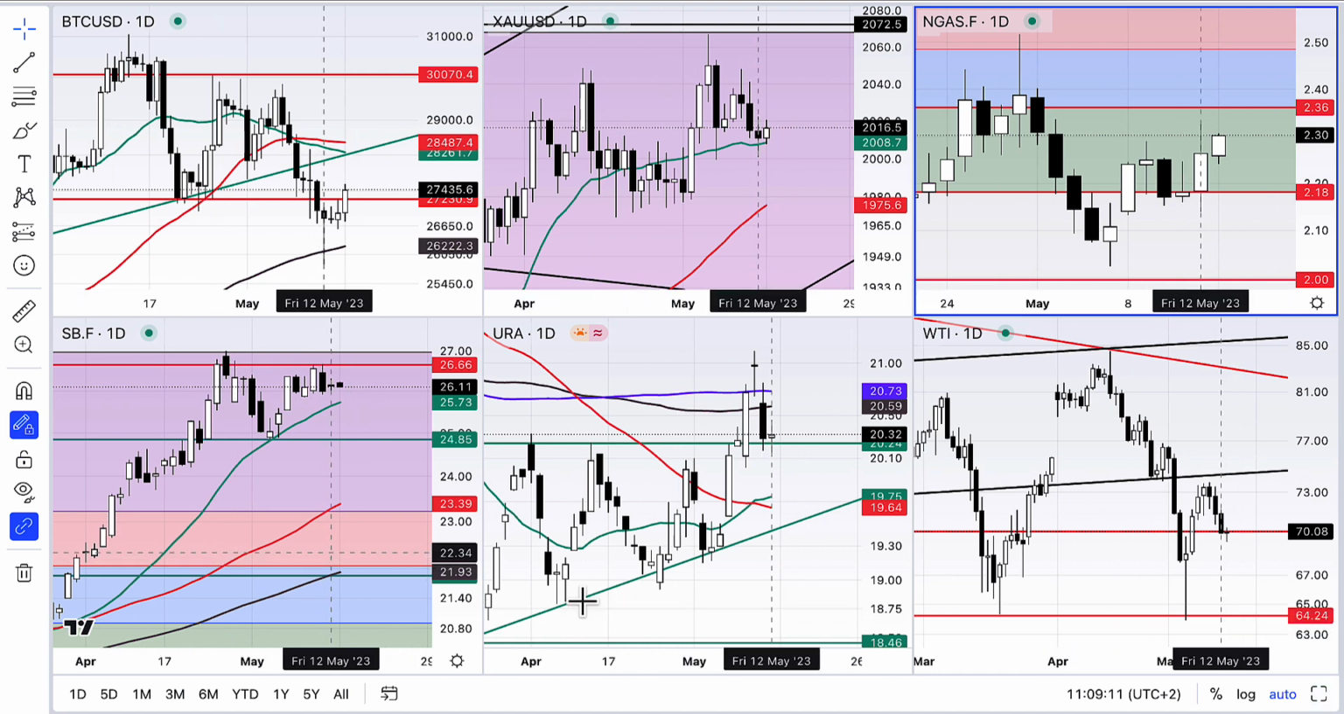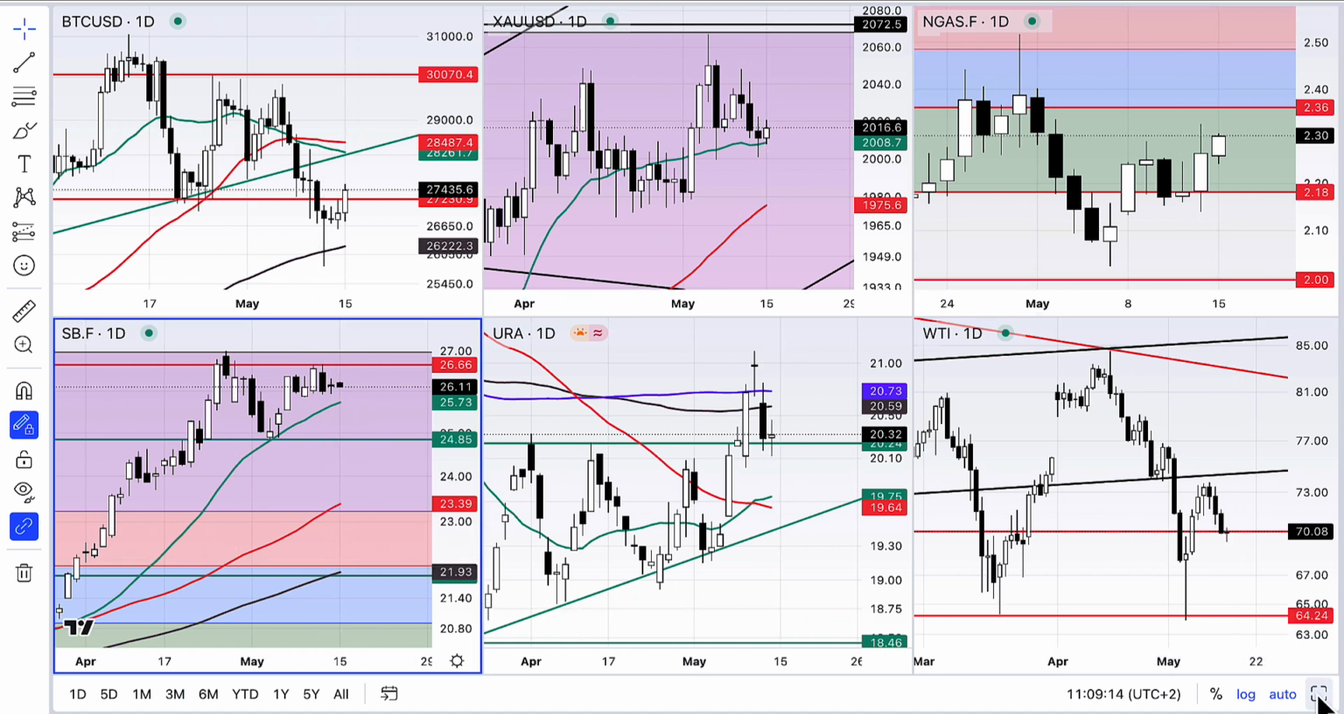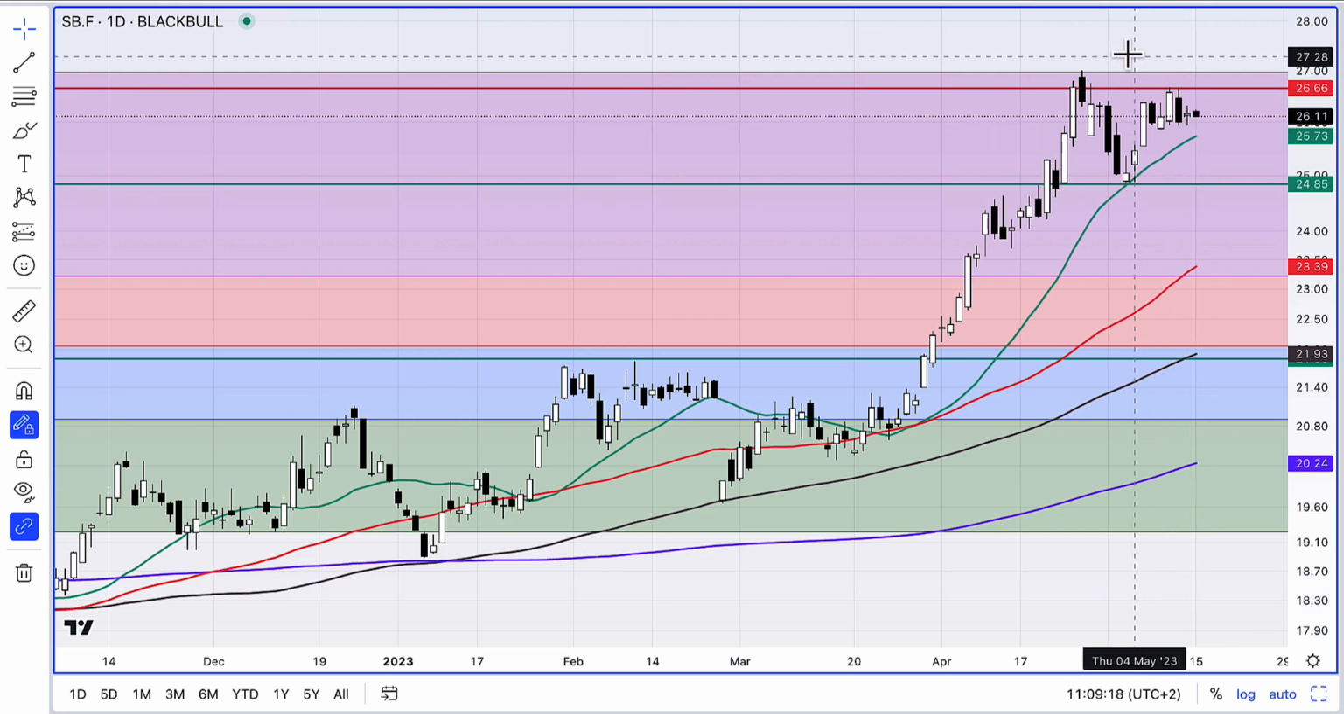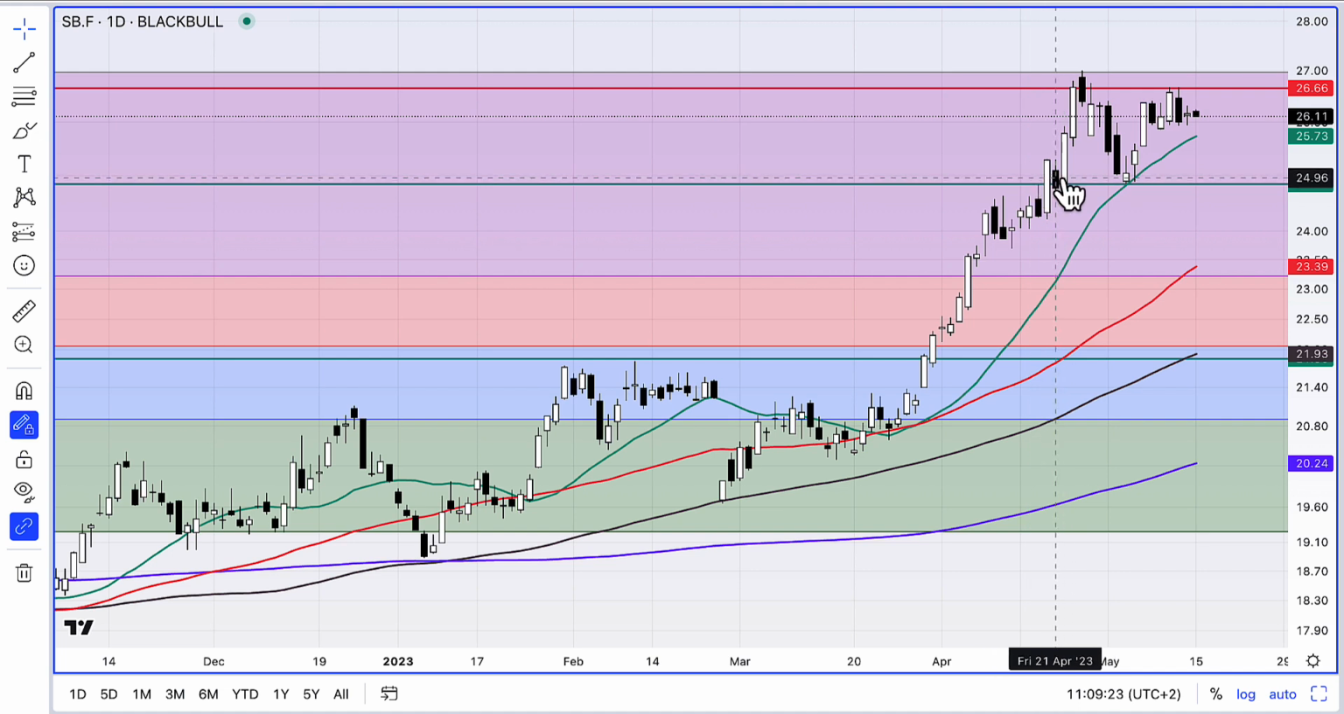Sugar, I'm short on sugar. Again, I don't know, sugar's overbought. We formed a bit of a topping pattern here. I lost this previous trade. I got stopped out. Actually, the contracts rolled over and I just didn't renew the positions. But I've resold it at the top here around about 26 cents per pound.